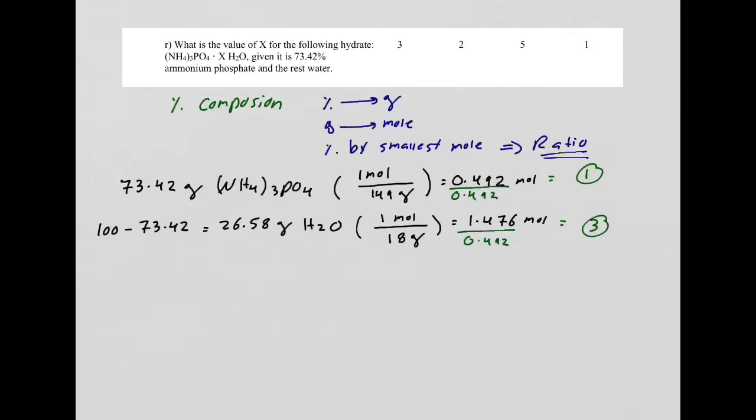Okay? So they ask you for X. They ask you how much water do you have. The answer would be 3. Again, this is percent composition. Percent has to be out of 100%. Percent to gram, gram to moles. Divide by the smallest, and you get a ratio. Okay, let's go to the next one.